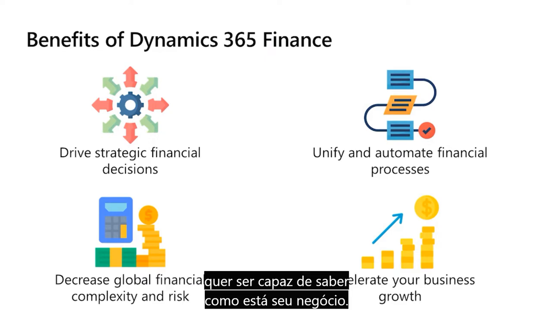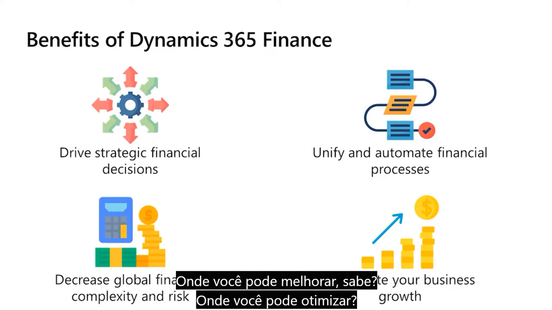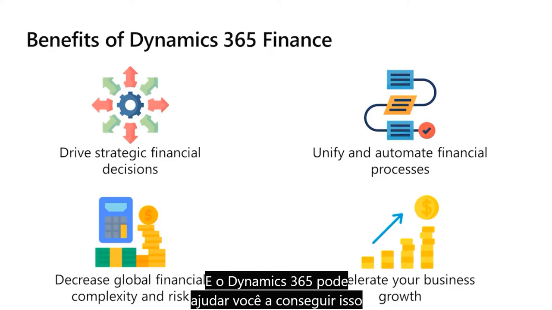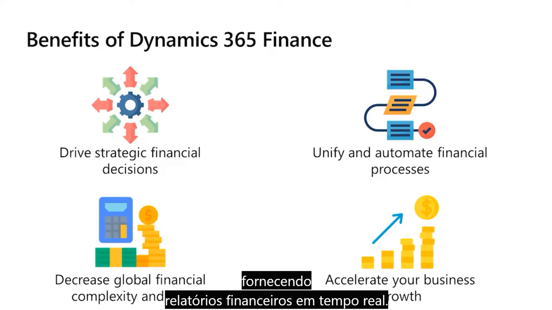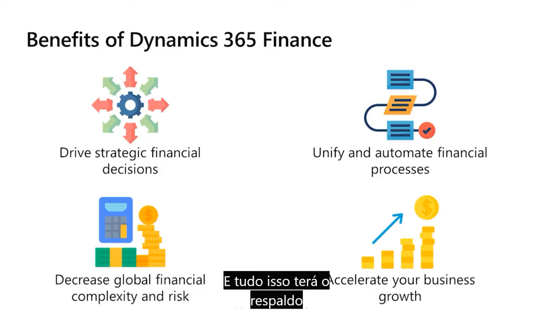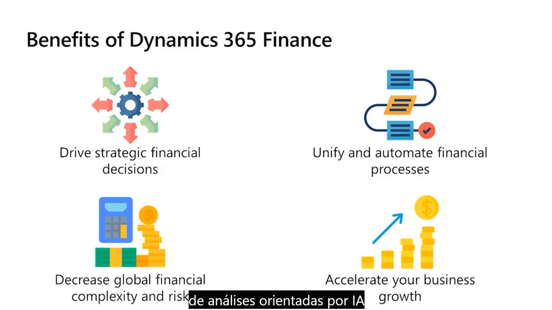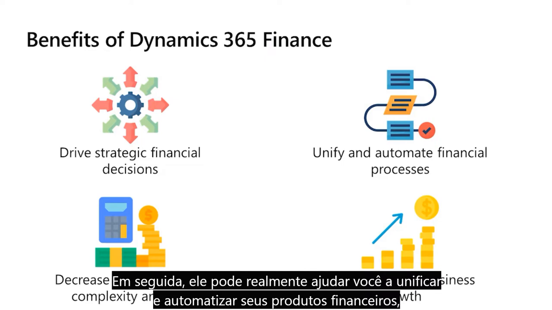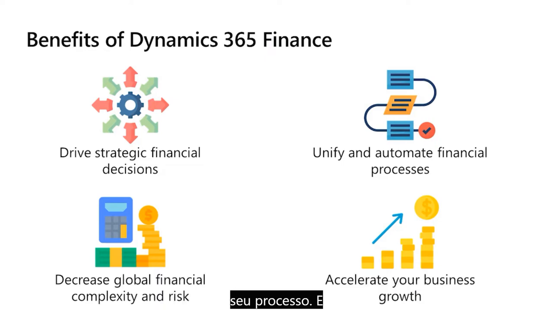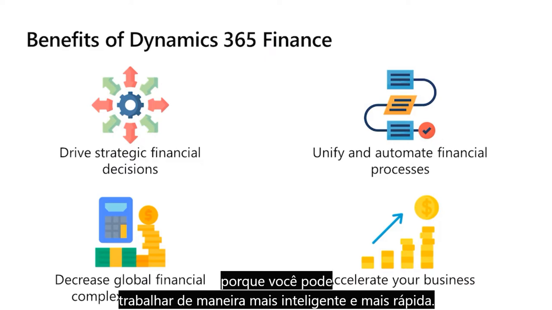You want to be able to see, how's your business doing? Where can you improve? Where can you optimize? And Dynamics 365 can help you achieve this by providing real-time financial reporting. And all of this is going to be supported by these AI-driven analytics and predictive insights. Next, it can actually help you unify and automate your financial process. And this is really great because you're able to work smarter and faster.